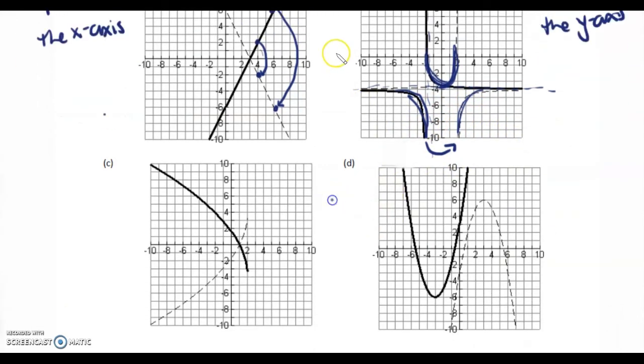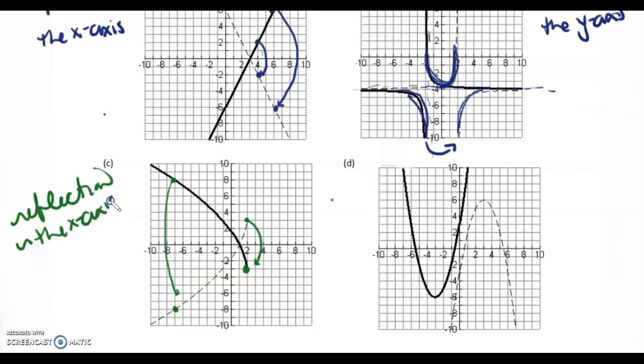Okay, last two. C is a little bit more self-explanatory. Of course, this is a reflection. The 3 would reflect down onto the -3. Nice number, 8 would reflect down onto -8. So this is a reflection in the x-axis.